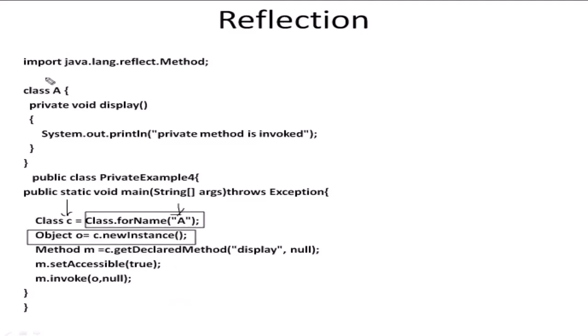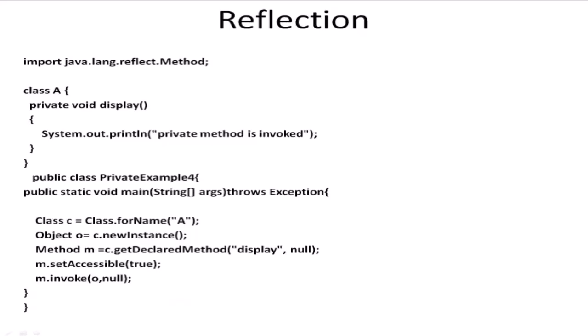For example, here class A is there. Class C was not shown here, but Class.forName A. Here you can create an object, O equal to C.newInstance, for the particular class. And again here we are using a method M equal to C.getDeclaredMethod display, null. Then M.setAccessible equal to true. And again M.invoke O, null. So this is a particular kind of program whenever you want to use a reflection method.